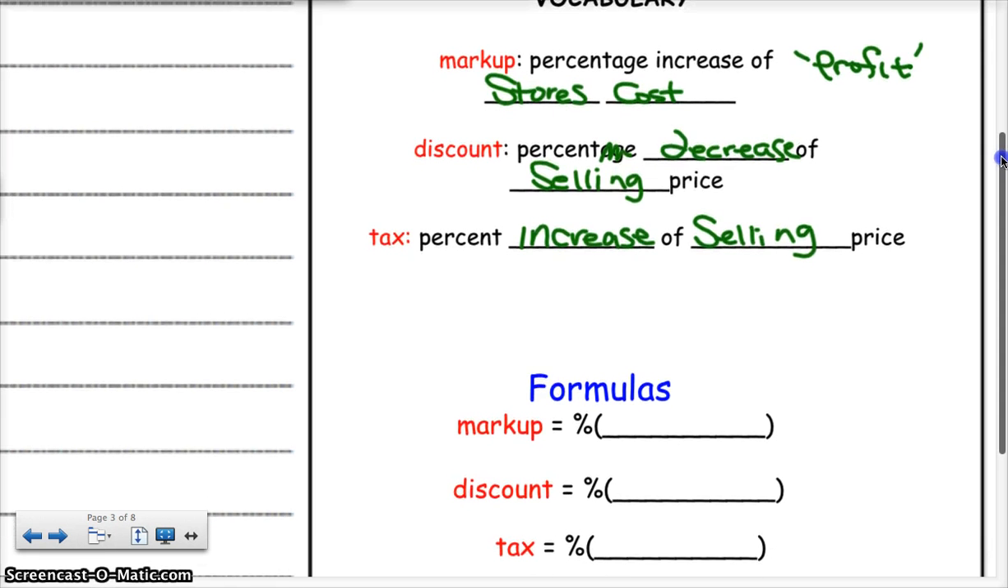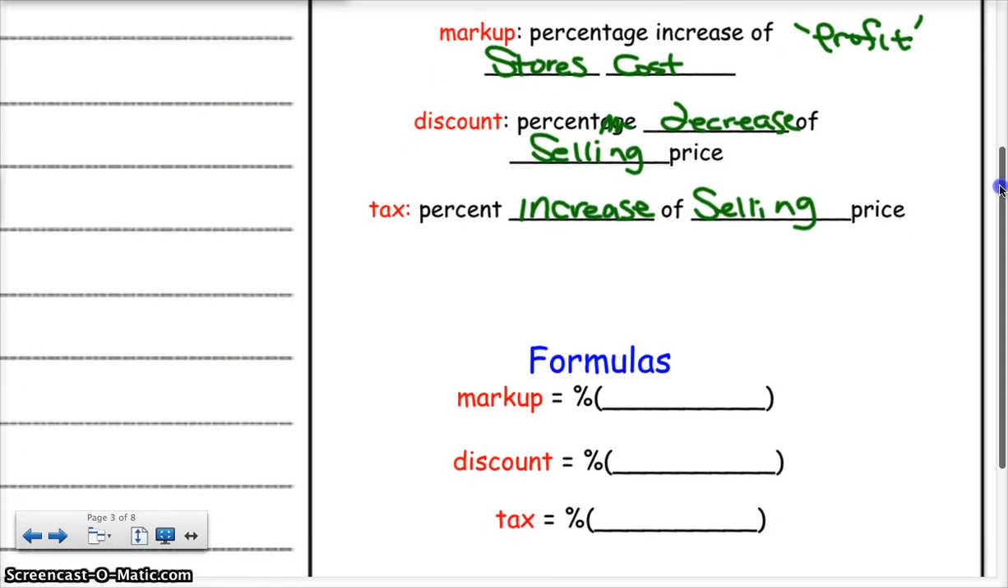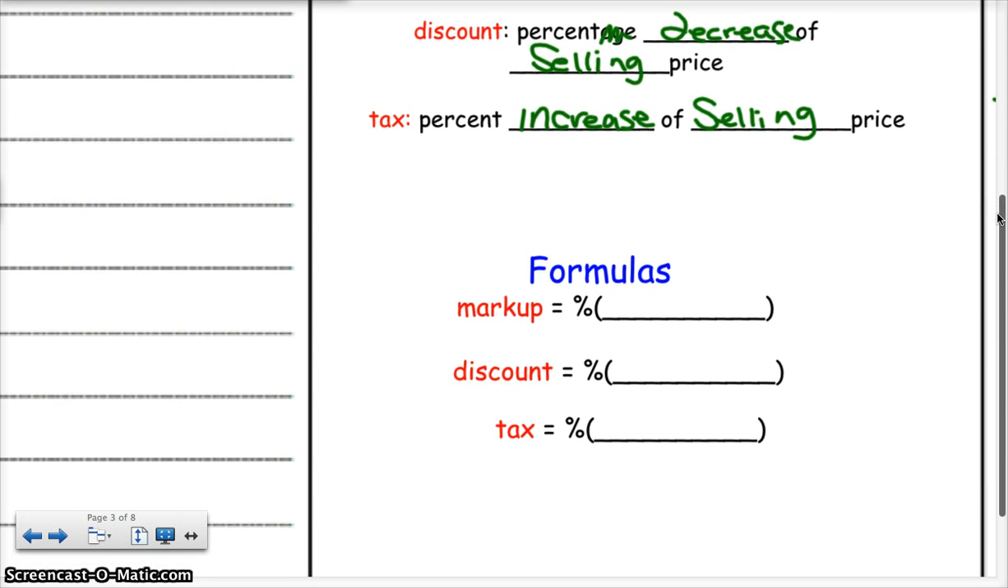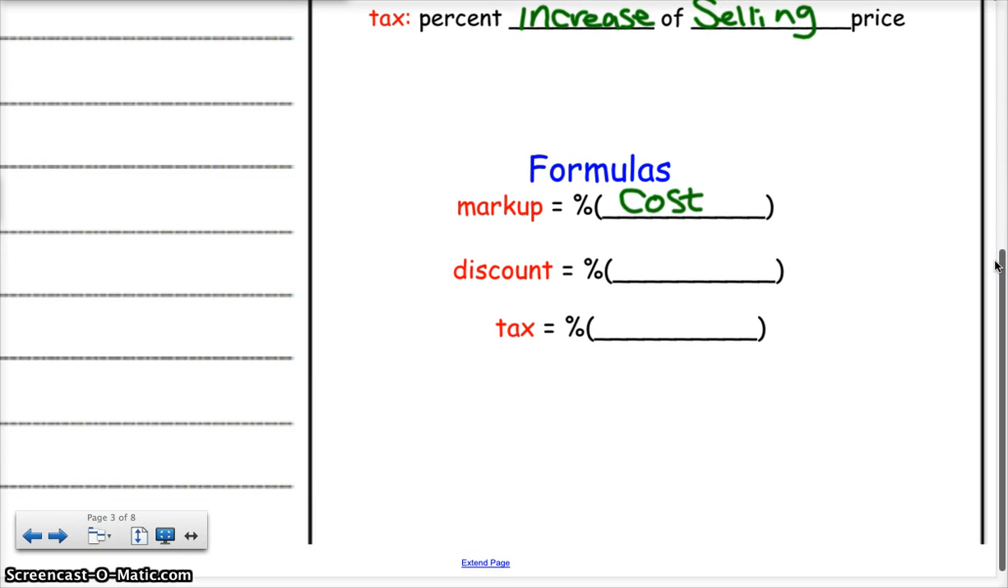Some formulas you need to know for today. Markup formulas. Markup is equal to whatever their markup percent is times their cost, how much they paid for an item. A discount, to know how much you're getting off of an item, is going to be your discount percent times the ticket price, the selling price, the original amount. I'm going to say original.